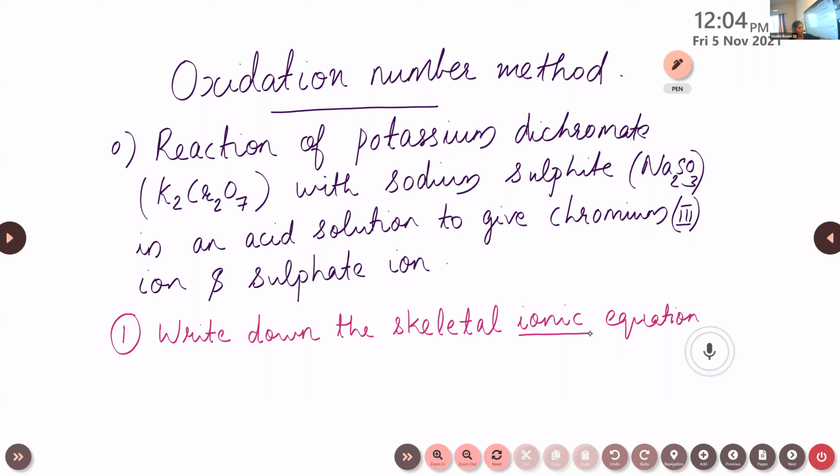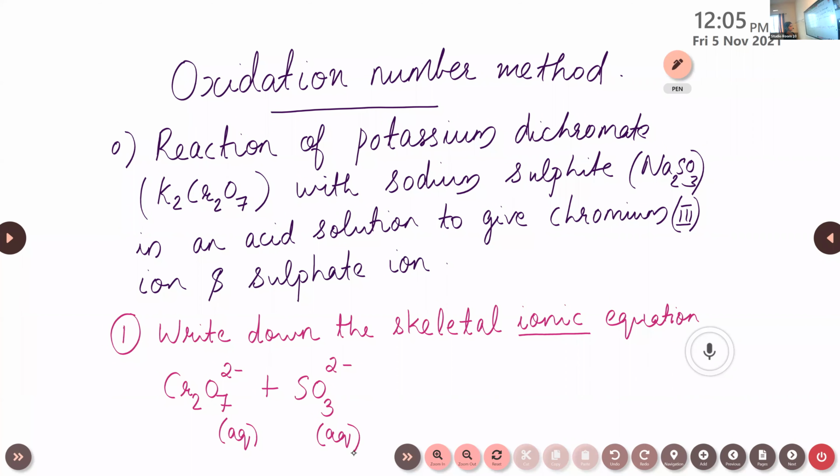This is clear, children, about the first step. You have to write down the skeletal ionic equation of this chemical reaction. So here it is K2Cr2O7. Instead of K2Cr2O7, we will write Cr2O7 2 minus. And for the second one, that is Na2SO3, we will write SO3 2 minus. This one is in aqueous state, and this one also in aqueous state.